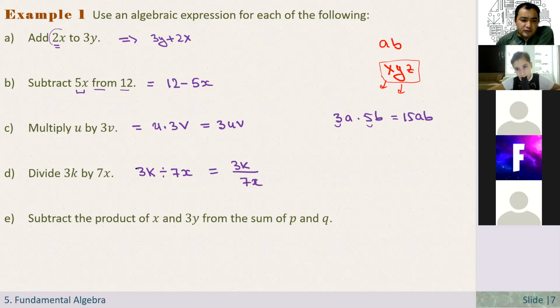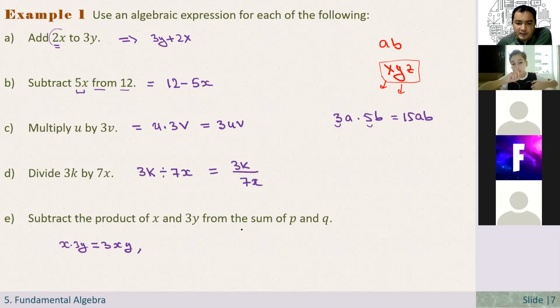Now, Rahim, let's get back to this again. Subtract the product of x and 3y from the sum of p and q. How would you convert this into an algebraic expression? Product, so you would write x multiplied by 3y. So first it says subtract, right? The product of x times 3y. Immediately simplify that, that is 3xy.